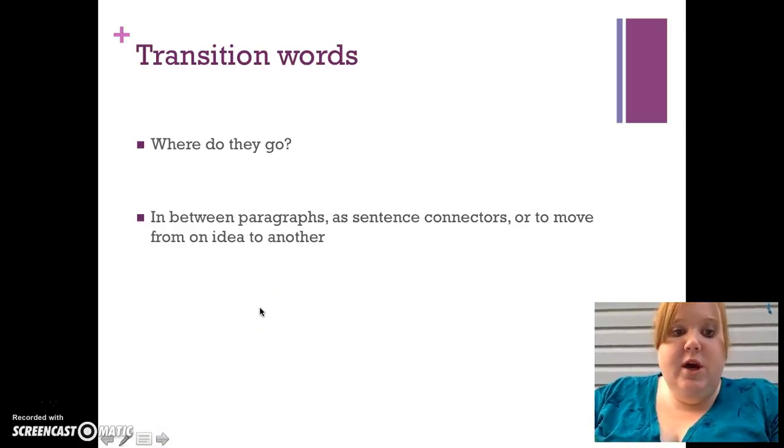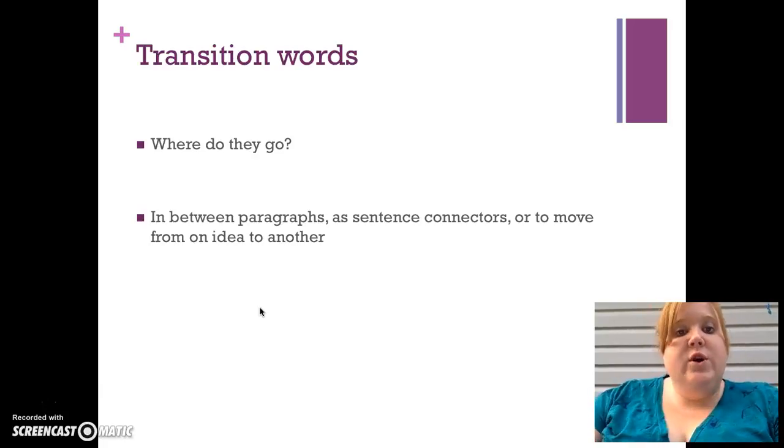Where do transition words go? They can go in between paragraphs, as sentence connectors, or to move from one idea to the other. We don't stay with one idea or multiple ideas in one paragraph. We make sure we use transition words as we continue into the next paragraph.